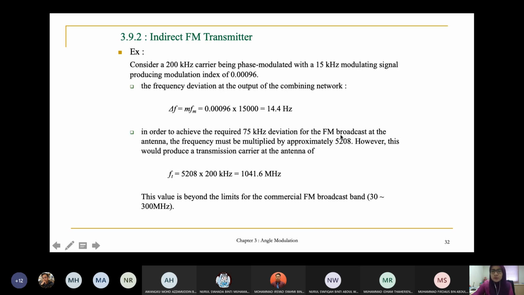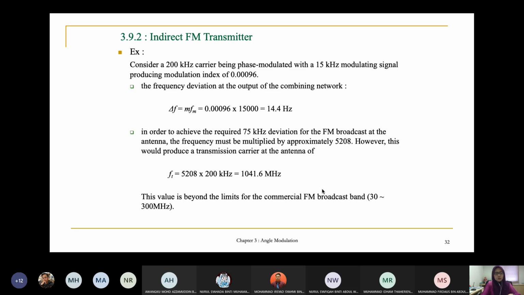If you directly multiply by 5208, you can achieve this 75 kilohertz, but the value of FT is beyond the limit of this commercial FM broadcast band. Faham eh? So this is very important for you to understand how the indirect FM transmitter works, which consists of the multiplication process and also the heterodyne process.